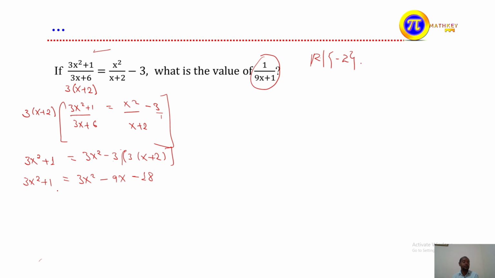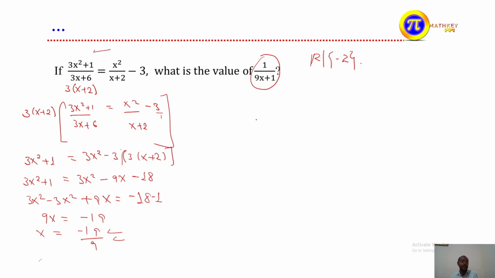Now collect like terms. This implies 3x squared minus 3x squared plus 9x is equal to -18 minus 1, taking the constant to the right side. What remains? 3x squared minus 3x squared is 0, so 9x is equal to -19. What is the value of x? x is equal to -19 over 9. The value of x is this one.